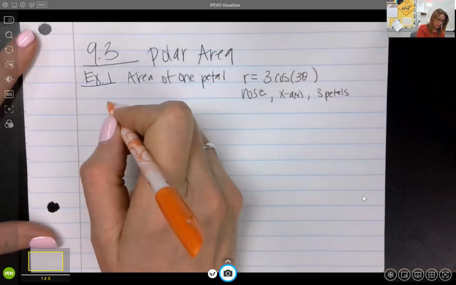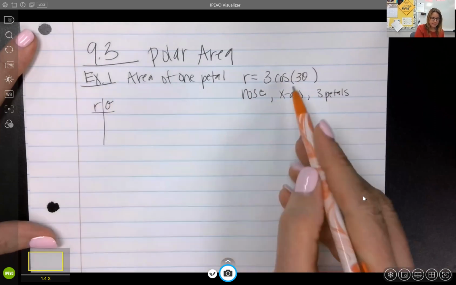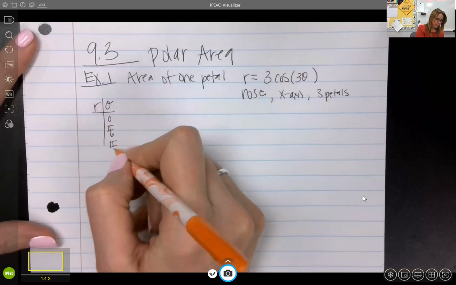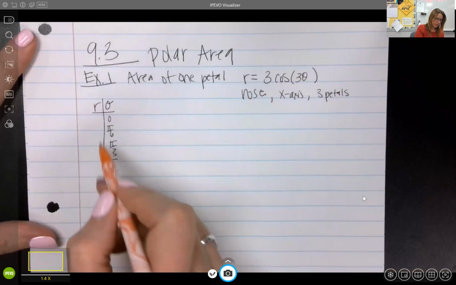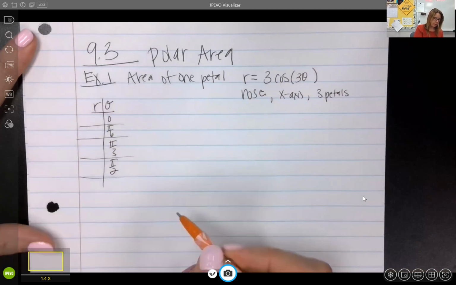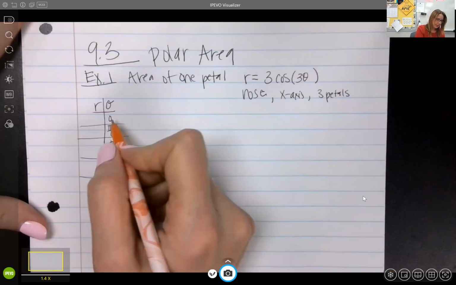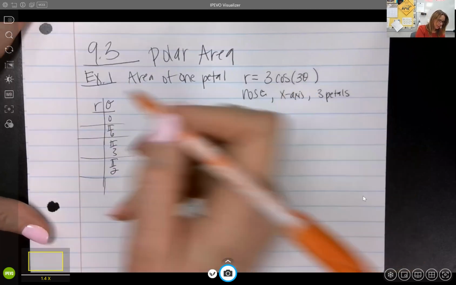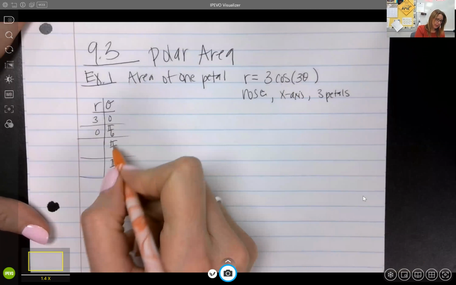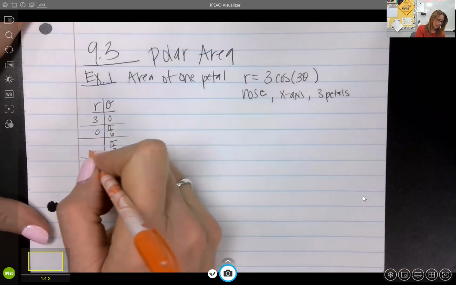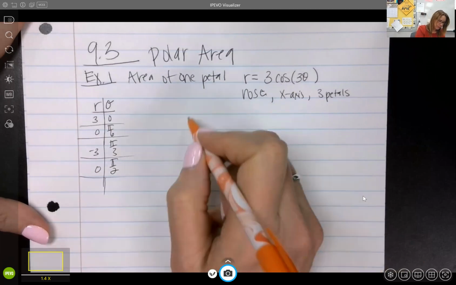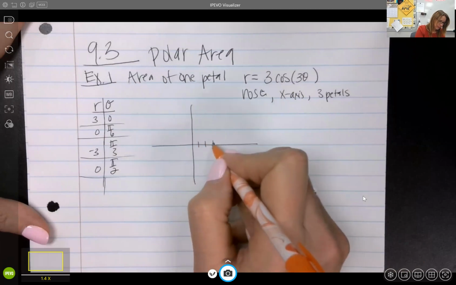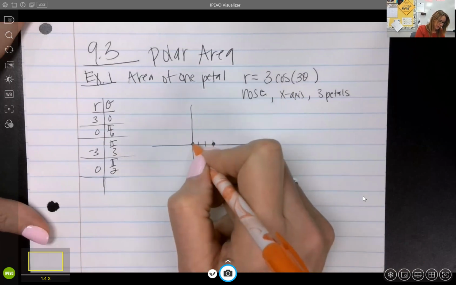Okay, when I make my chart, r and theta, since this is a 3 theta, I want to do 0, pi/6, pi/3, pi/2. So I'm doing all of the pi/6 around the circle. When I plug in a 0, I get the cosine of 0 is 1 times 3 is 3, and then 0. And then when we do the pi/3, we get the cosine of pi is -1, so that gives us our -3, and then we get 0. So when I graph this, I know I'm going to the angle 0 and 3 circles out and then back.